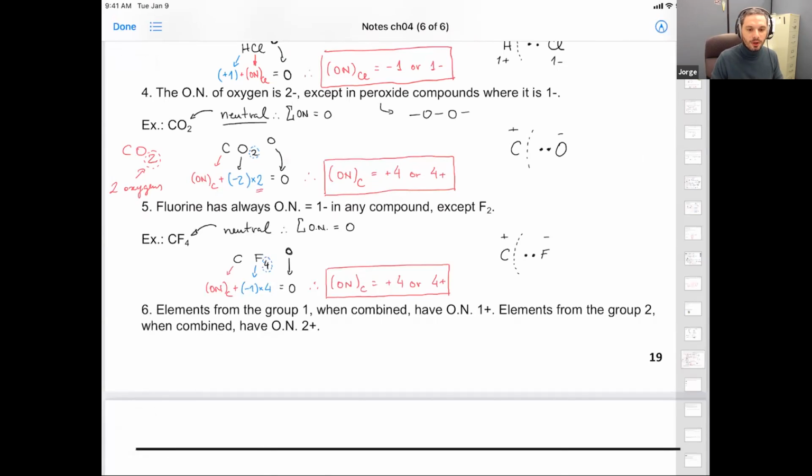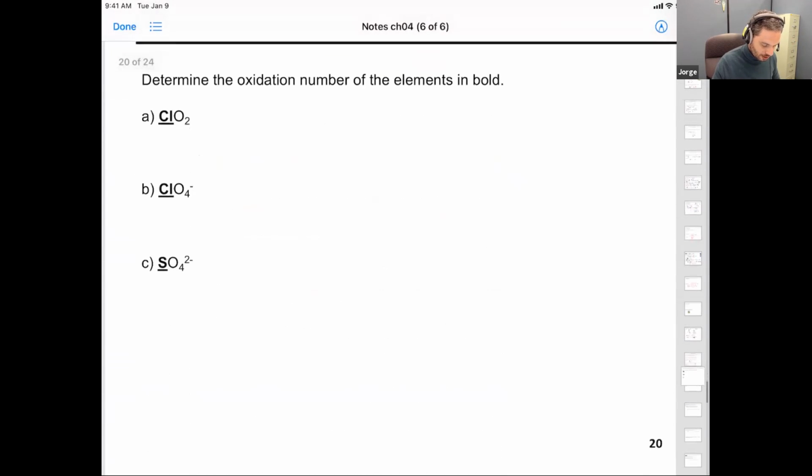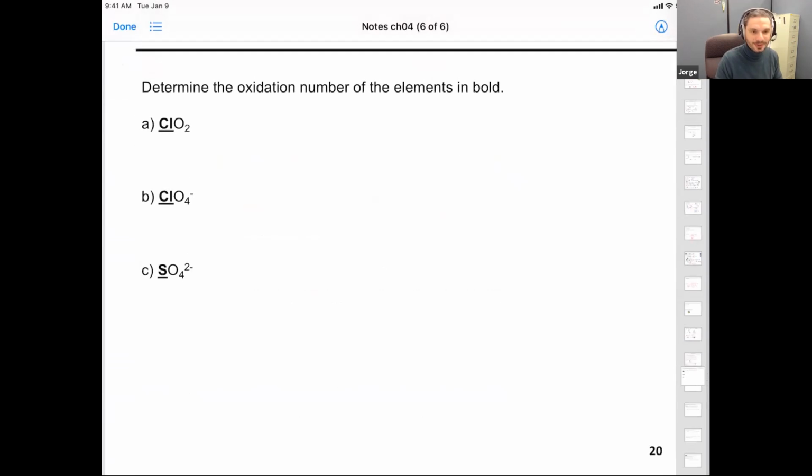Okay, so with the 6 rules that I showed you, you are going to be able to calculate the oxidation number of any element in any sort of compound. And that's our goal for oxidation numbers. And what you will have to solve is something similar to this example here, okay? So I'm going to ask you to determine the oxidation number of the elements in bold.